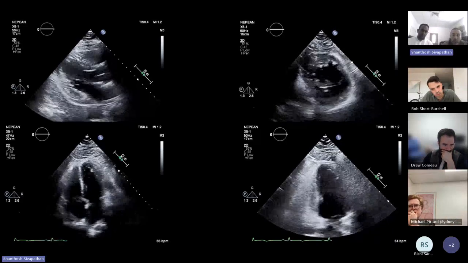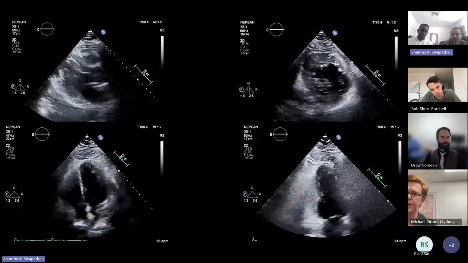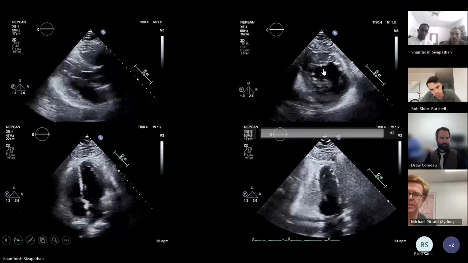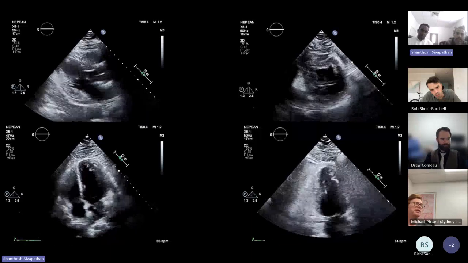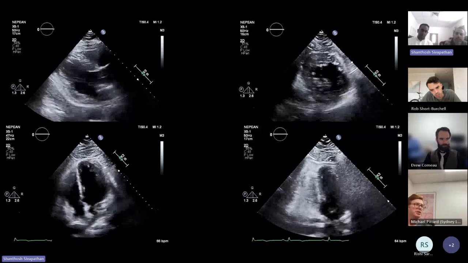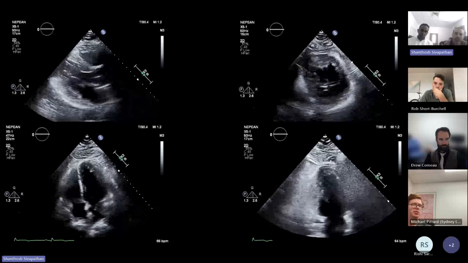And the short axis view at the top of the screen above that, again, whilst it's a bit hard to pick, it does look like there is some reduced movement and reduced thickening in the inferior regions. On that alone, on that short axis alone, I probably wouldn't call it.